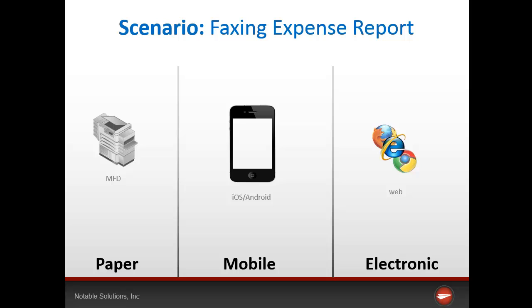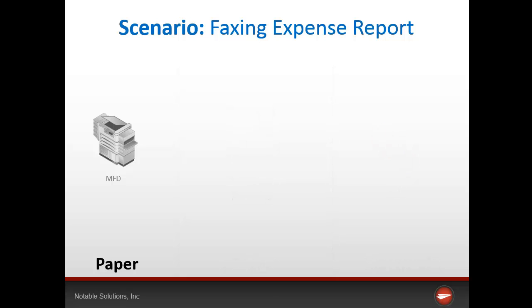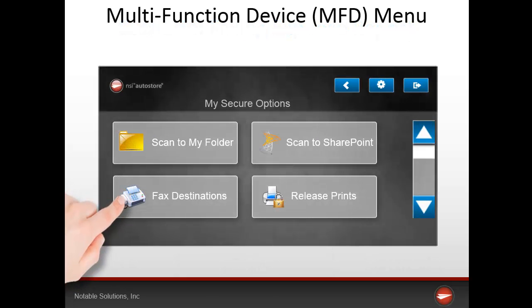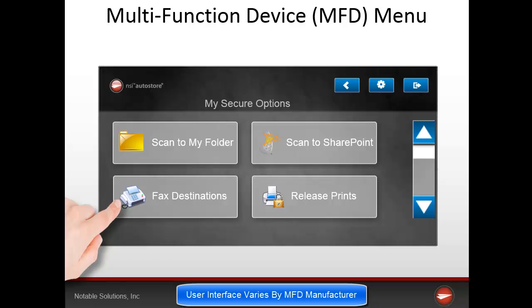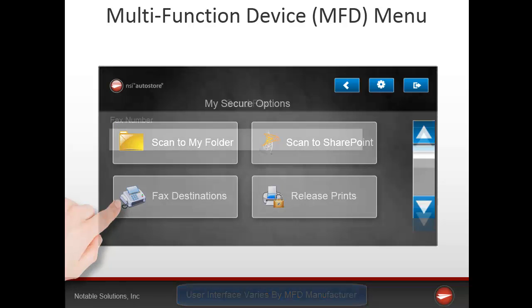So we're going to be showing a multifunction device for capturing paper documents, a mobile device to capture content on the go, and a web client to capture those electronic documents. So let's get started with using a multifunction device, and that's what the majority of this presentation is focused on. On the MFD menu, he's going to have the NSi AutoStore screen, and from there he can have a button called Fax Destinations. Now that button can be completely changed by the customer, the logo, the icon, the text, and so forth, but in this case I'm just having a button called Fax Destinations.